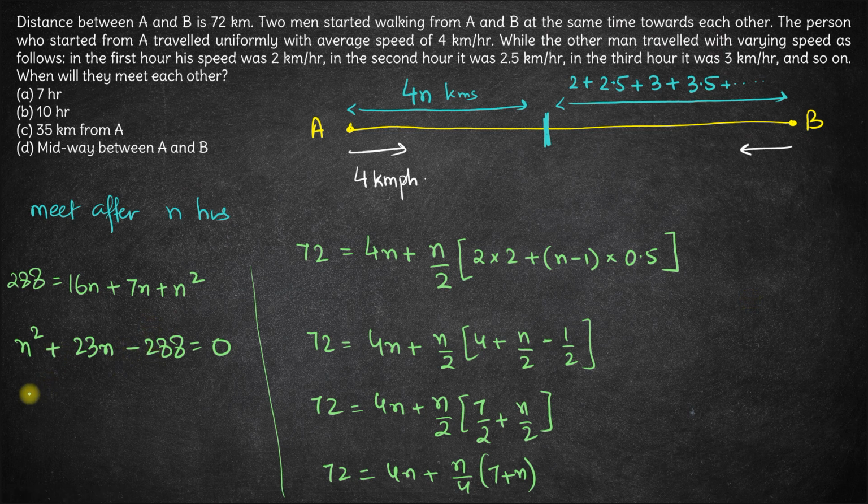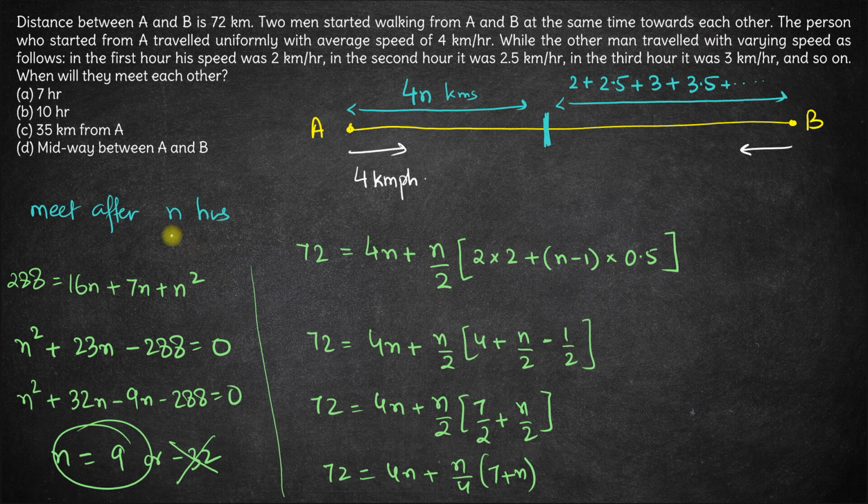So now we have this quadratic, and it can be broken up as n square plus 32n minus 9n minus 288 is 0. So from here, n will come out to be either plus 9 or minus 32. Now obviously n is time, so it cannot be negative. n is equal to 9, which is an integer. That is what we assumed, right? So n comes out to be 9.